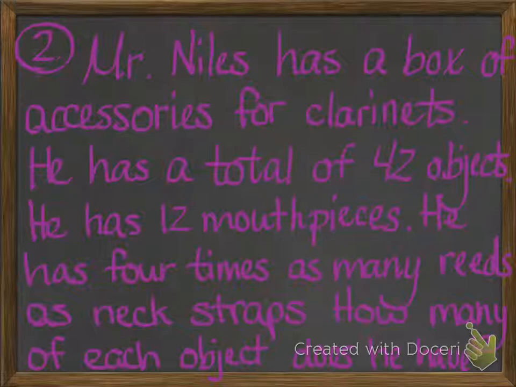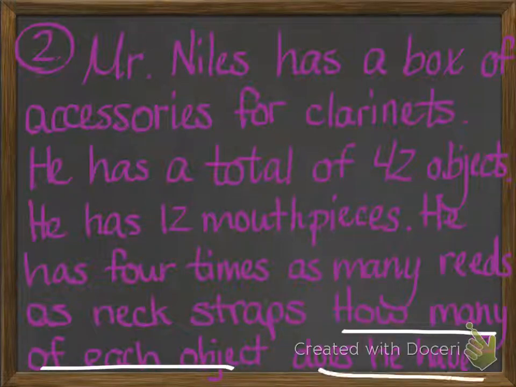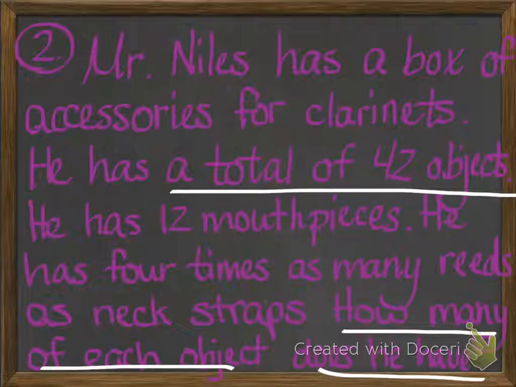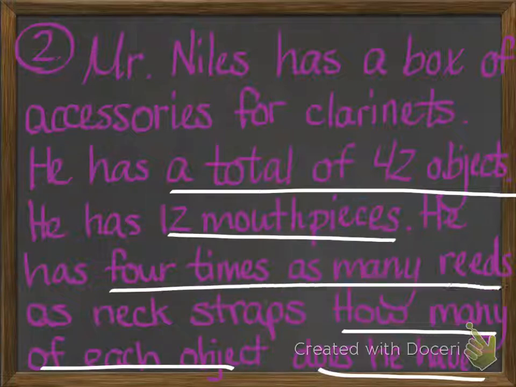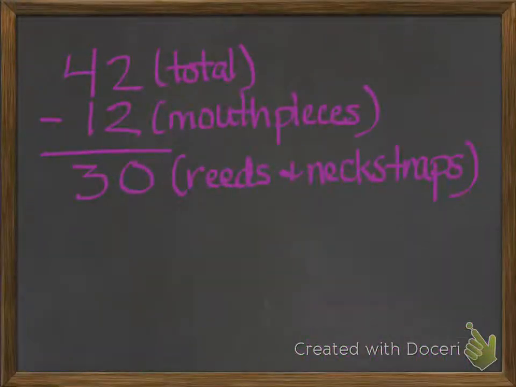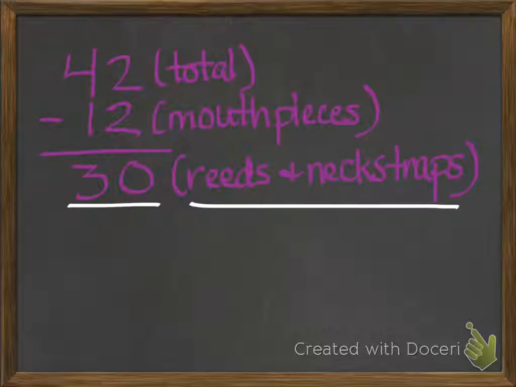Okay, so I'm looking for, what is it asking me? Well, it wants to know how many of each object does he have. Important information I already know is that he has a total of 42 objects. 12 of them are mouthpieces. There are 4 times as many reeds as neck straps. Okay, all that's important. What I already know is that there are 42 total and that he has 12 mouthpieces. So that leaves me with 30 reeds and neck straps.